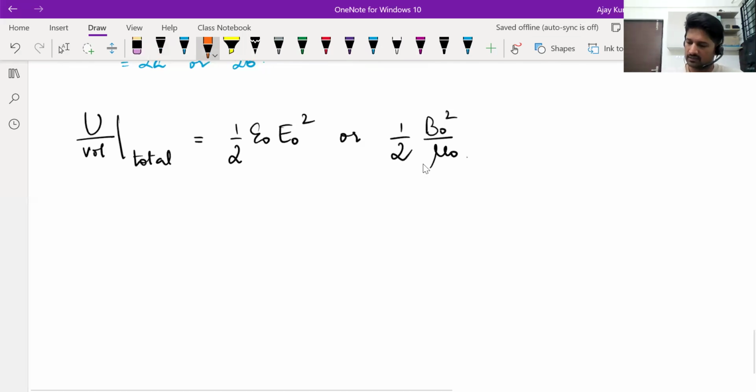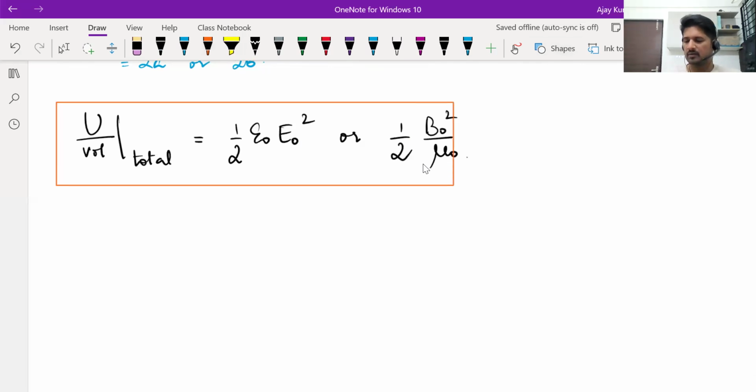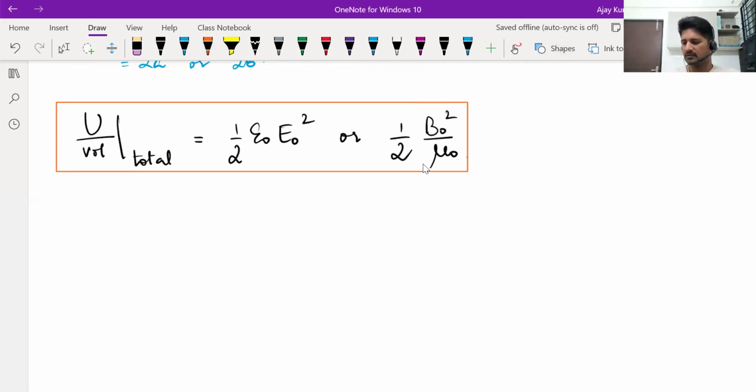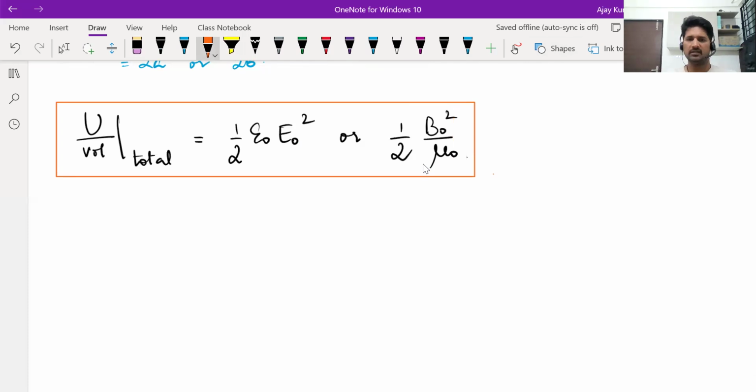So the energy density in an EM wave can be expressed completely in terms of its electric field or completely in terms of its magnetic field also. We don't mean that all the energy is in the electric field only or all the energy is in the magnetic field only. Both of them carry equal amounts of energy. You can write it entirely in terms of one of them. Okay, that's the idea.